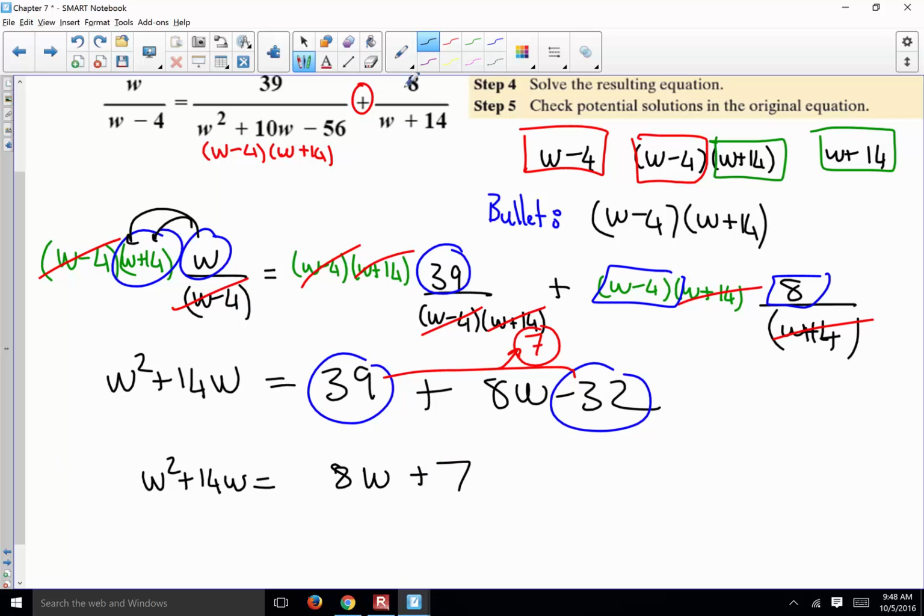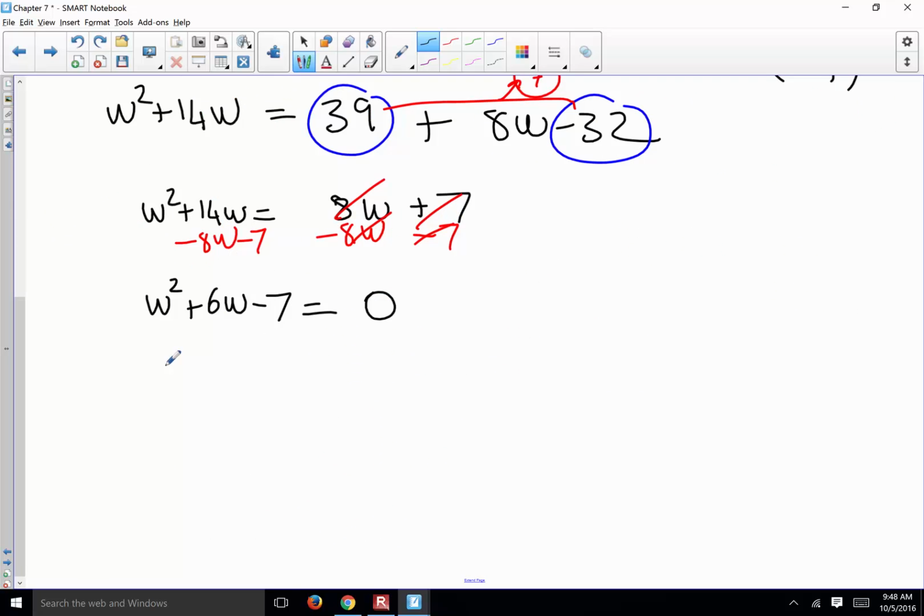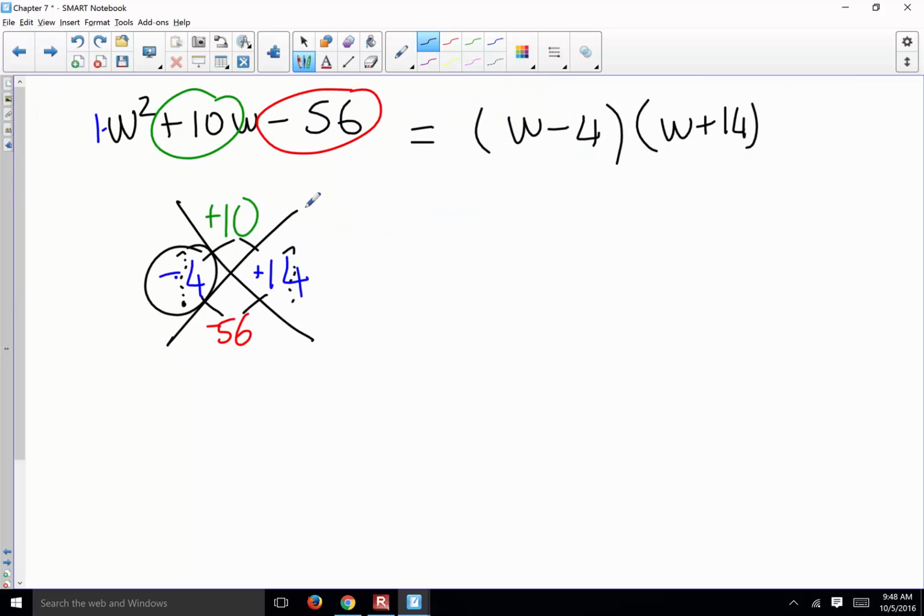How? Just simply take 8w from both sides and also 7 from both sides. So these can cancel to 0. Nothing else remains. 14 take away 8, 6, 7 doesn't subtract. It looks like another factoring. Whatever you did here, you're gonna repeat it for this one.